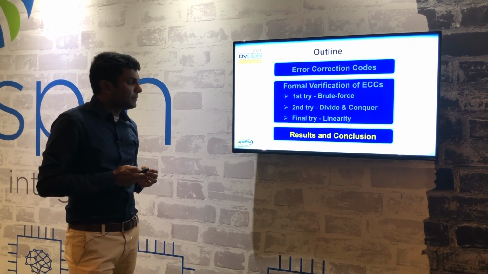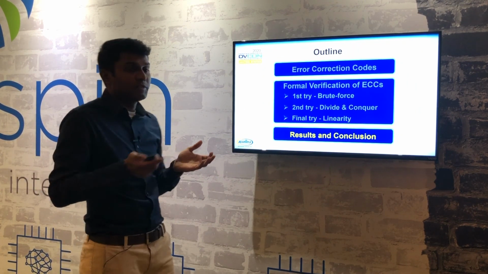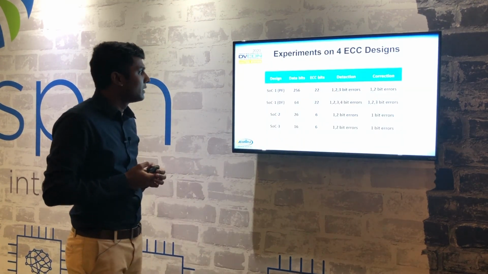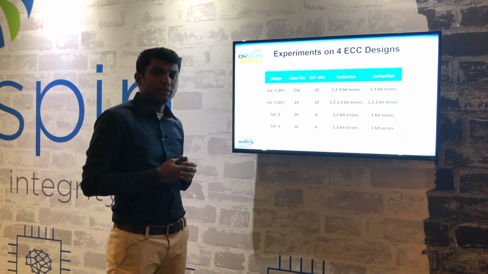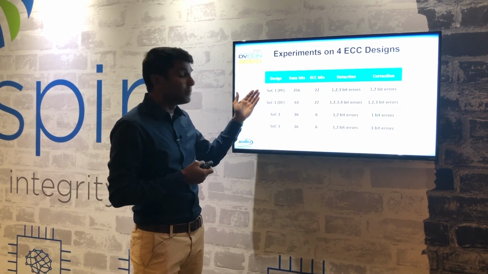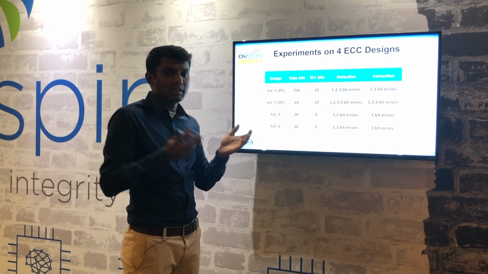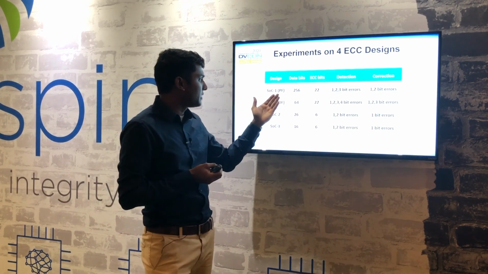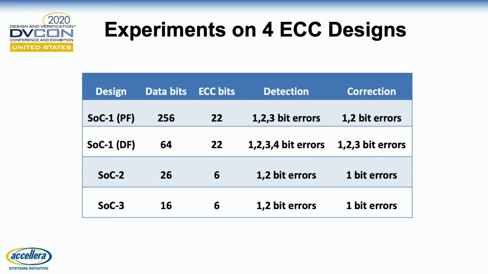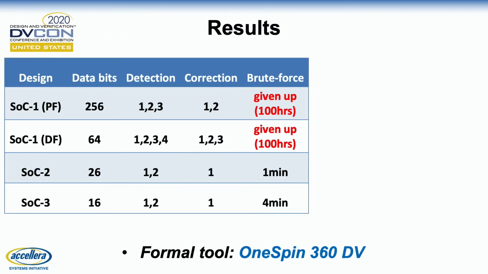So now let's see what are the results on some of the designs we ran this approach on. So these are the designs where we use this approach, and the first design is a big SoC. It had 2 instances of ECC circuits. The first instance was inside the program flash, and the second instance was inside the data flash. And so the second column shows the number of data bits and the corresponding ECC bits and the detection and correction capabilities of the circuits. So yes, and for all our formal runs, for proving the formal properties, we use the tool OneSpin 360dB.